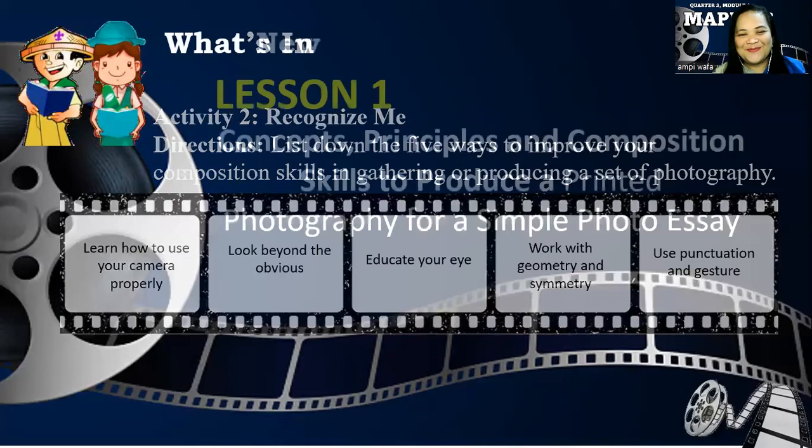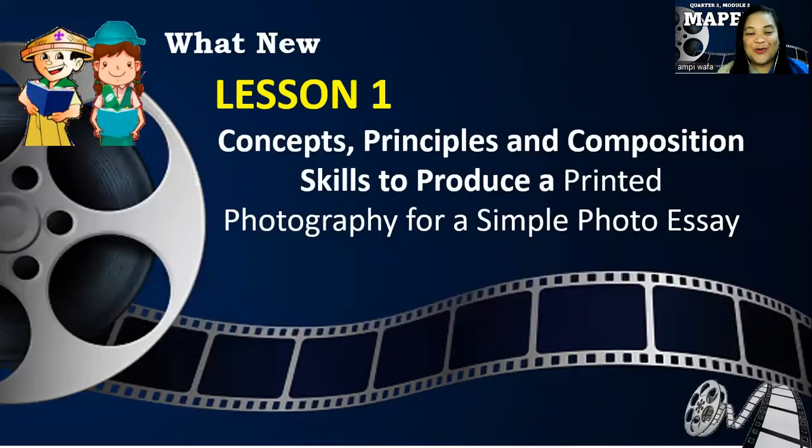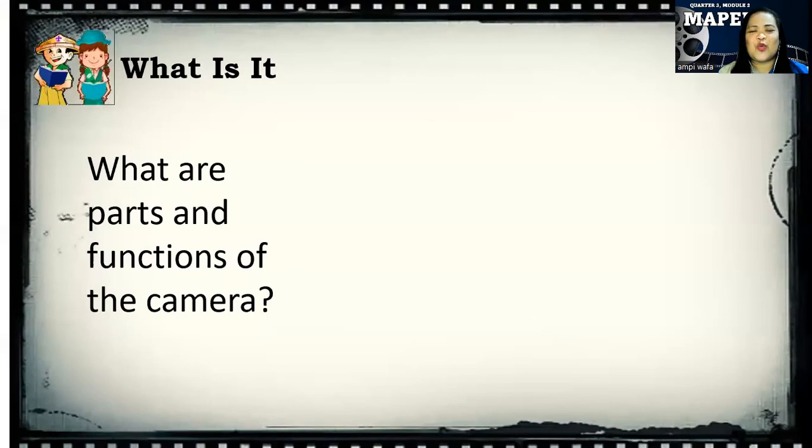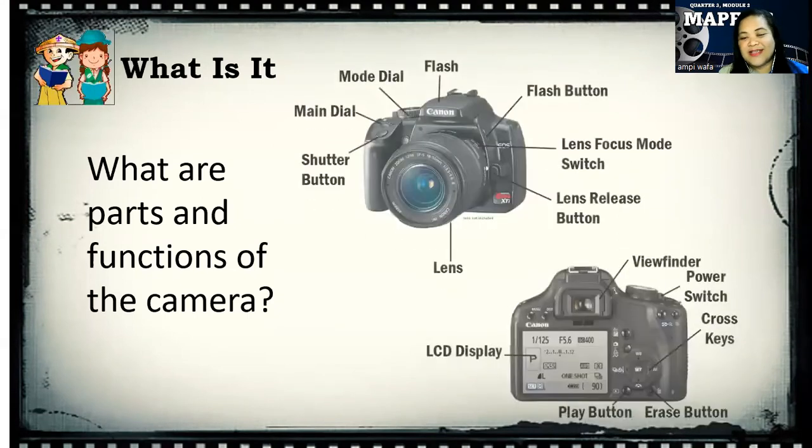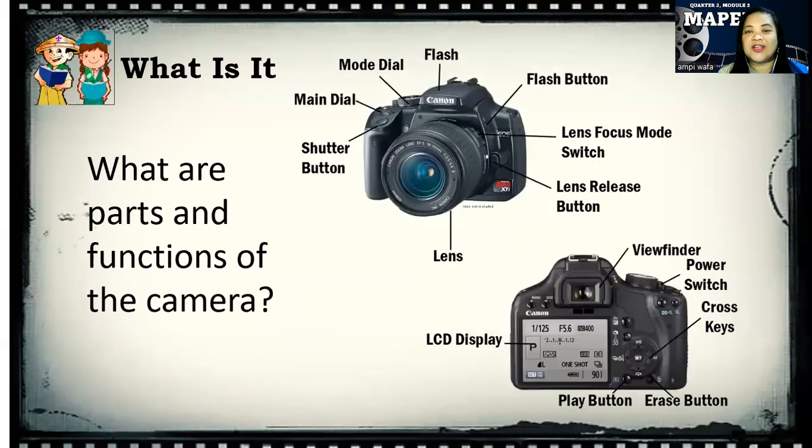Congratulations! And what's new? Lesson 1. Concepts, principles, and composition skills to produce a printed photography for a simple photo essay. So what is it? What are the parts and functions of the camera? So this is a DSLR or digital camera. We have the parts and the functions of the camera. All right.